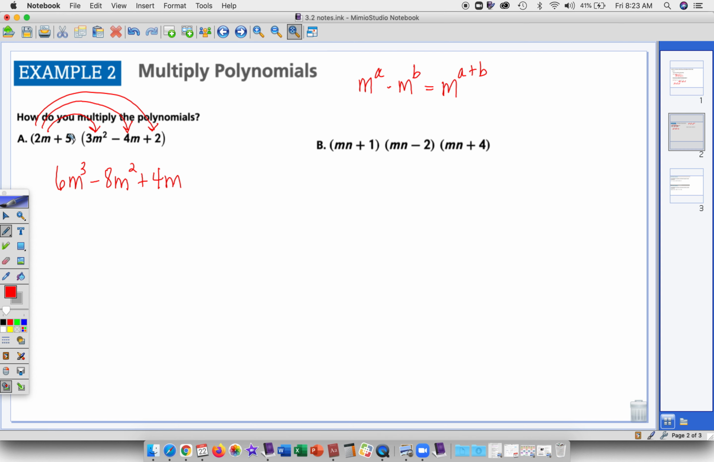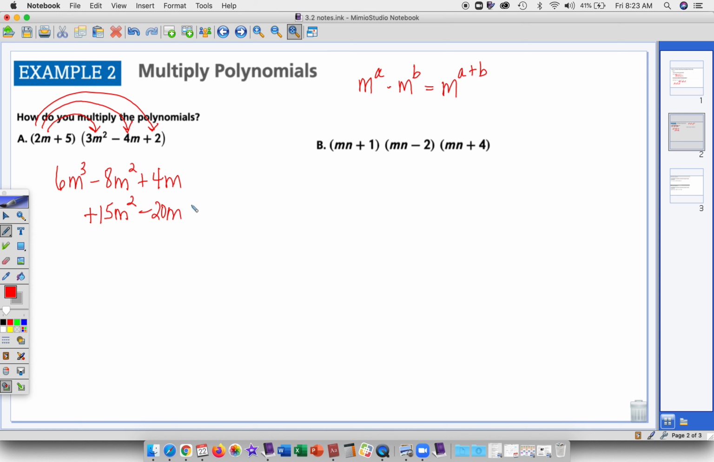Now I'm going to distribute the 5 over all 3 terms. So 5 times 3m squared is 15m squared. So I'm going to put that term right under the negative 8m squared. 5 times minus 4m gives me negative 20m.